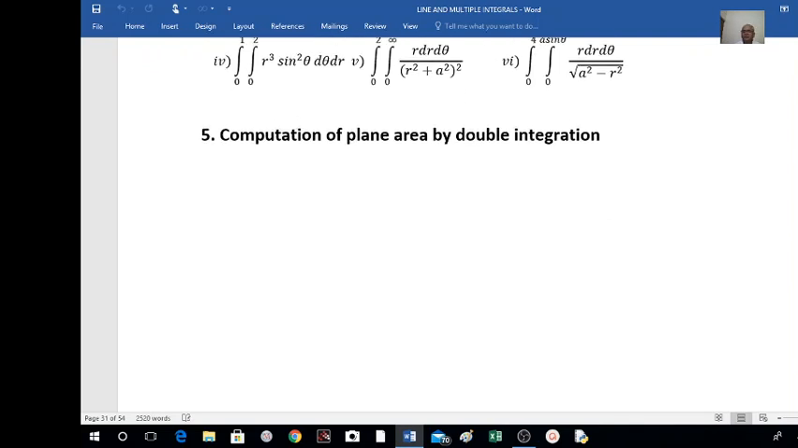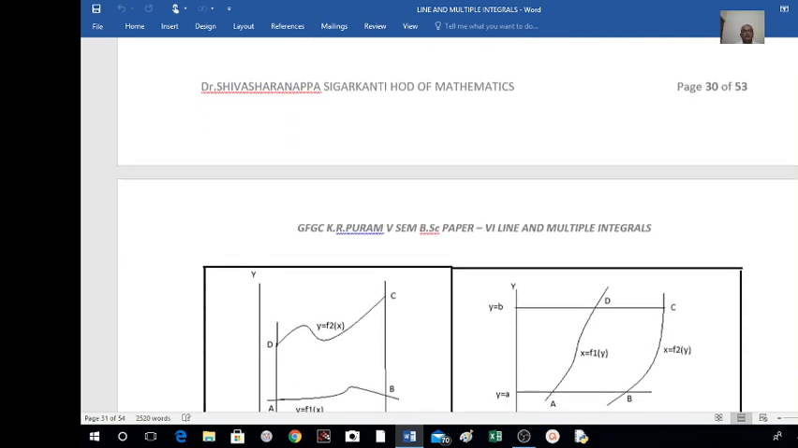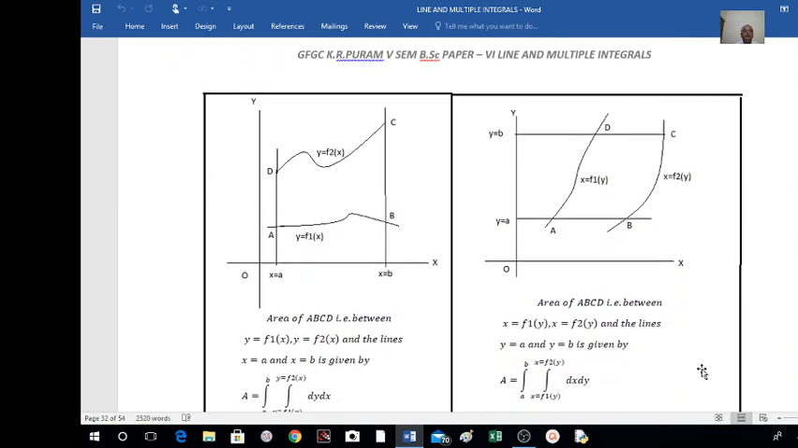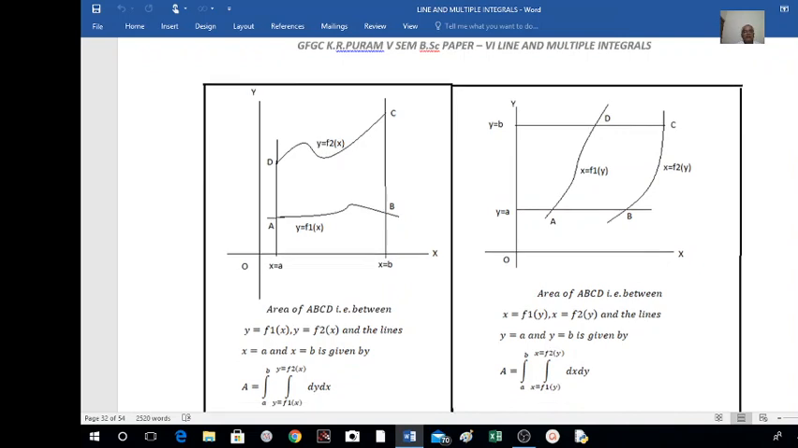So here, let the curve be defined like this. Say y equal to f1 of x and y equal to f2 of x. These are the two curves here, and x is equal to a, x equal to b. This is the area between the two curves y equal to f1x, y equal to f2x, between x equal to a and x equal to b. So if we take a curve like that, then we can find this plane area by using this formula.